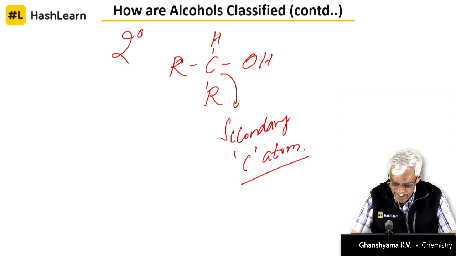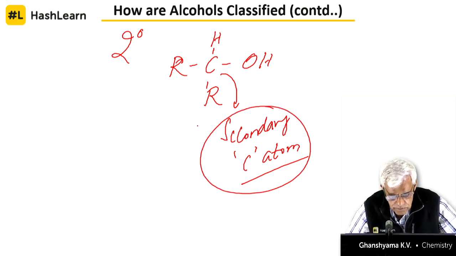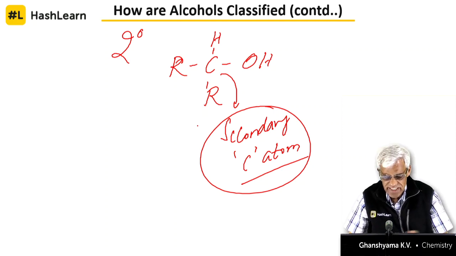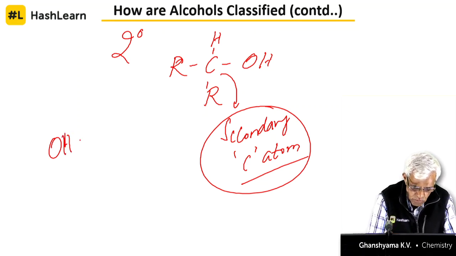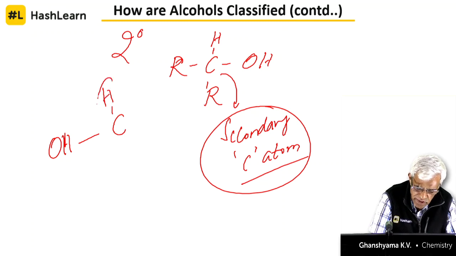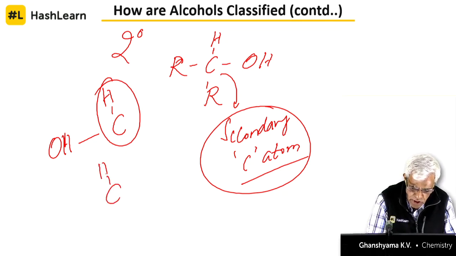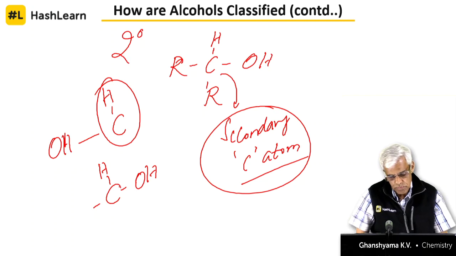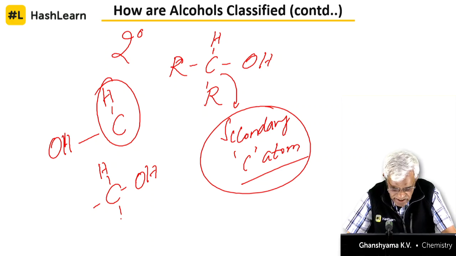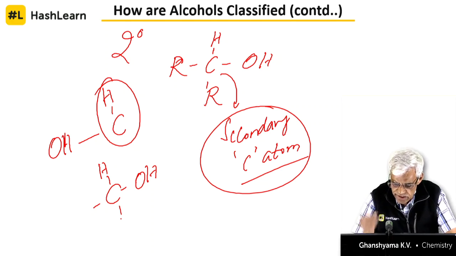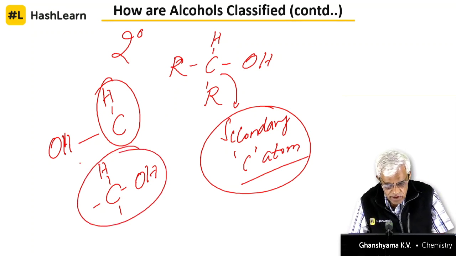Right, coming back. If the OH group is connected to a secondary carbon atom, it is a secondary alcohol. What do you mean by secondary? A very simple way of remembering: if the OH group is connected to a carbon having only one hydrogen atom, it is secondary. Therefore, secondary alcohols will have a CHOH group. A primary alcohol contains CH2OH, a secondary alcohol contains CHOH. I will give you some examples.